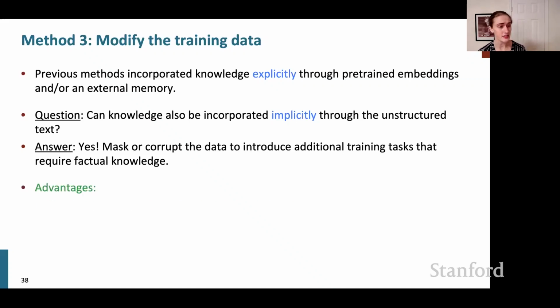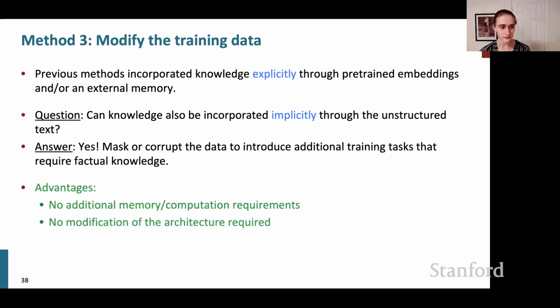So this has some clear advantages. It doesn't have any additional memory or computation requirements. You don't have a data store to deal with. You don't have extra knowledge encoder layers to train. All you do is modify the training data. And you don't have to modify your architecture either. So you can continue using your favorite BERT model and just make these changes to the training data.